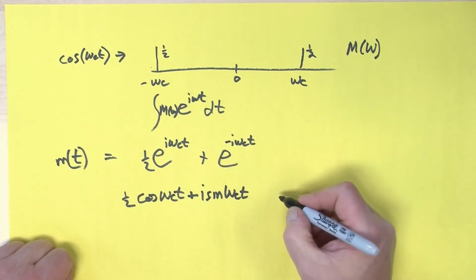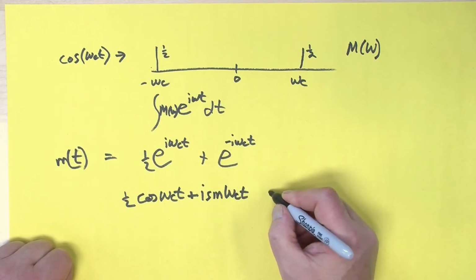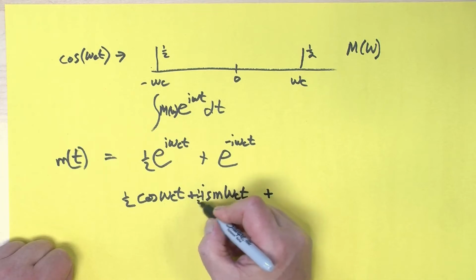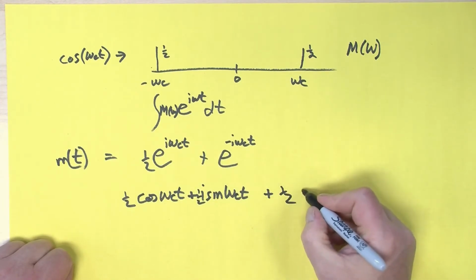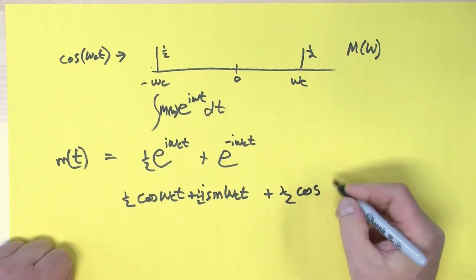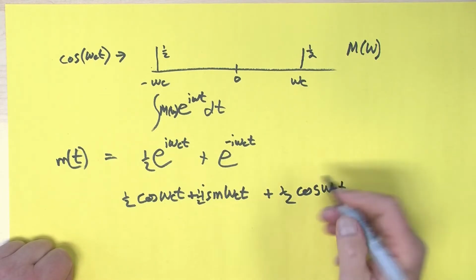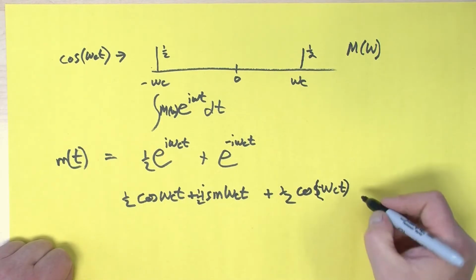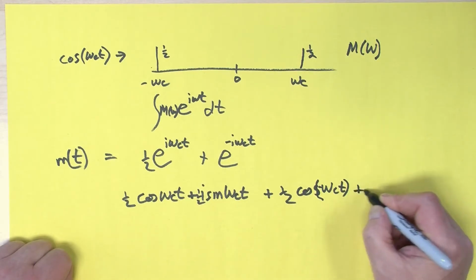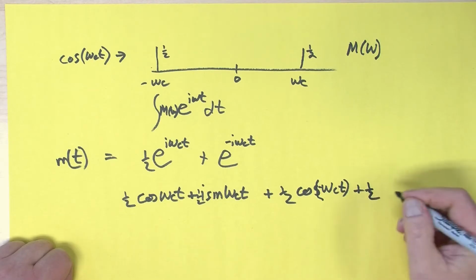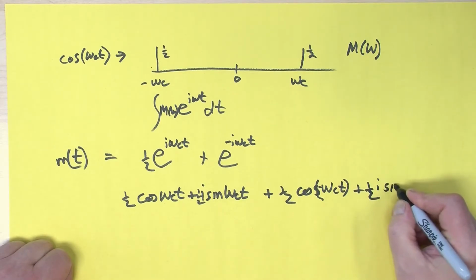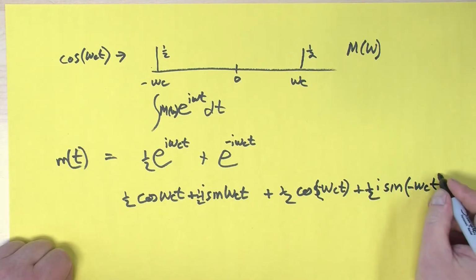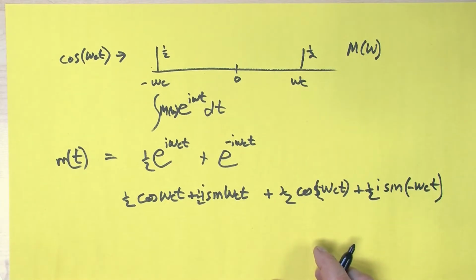And this part over here is 1/2, oh, and there was a 1/2 over here too, is 1/2 cos omega ct, but there is that minus, so we'll put that minus in here, plus 1/2 times I times sine minus omega ct. Well, what does that result in?